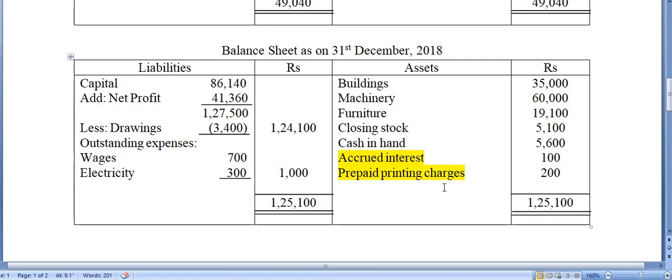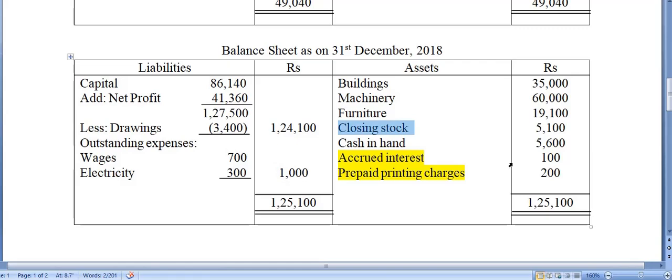Now, after preparing the trading account, PL account and balance sheet, you will have a look at the adjustments for the last time. Whatever adjustments are given, they must appear 2 times, and of course the adjustments will appear in the balance sheet at the end. Closing stock must be included, you know that from the previous chapter.